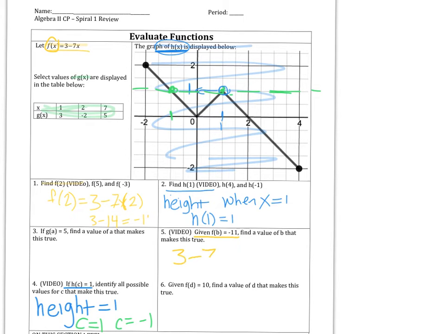3 minus 7x equals negative 11. I'm going to subtract 3 from both sides. And since I'm running out of room, that ends up being negative 7x is equal to negative 14. When I divide by negative 7, we get x is equal to 2.